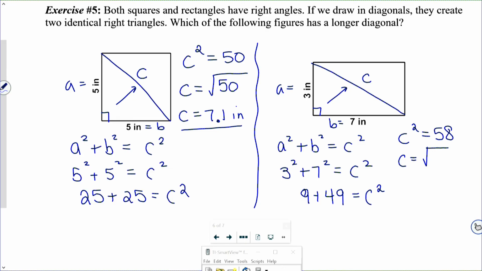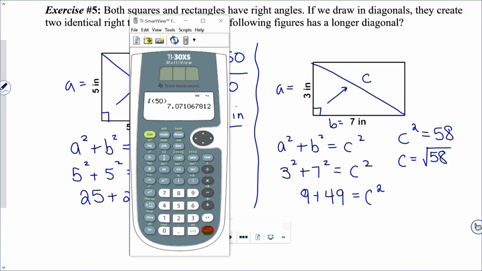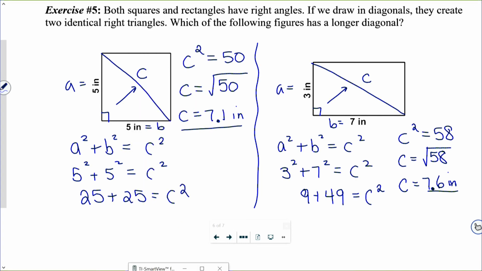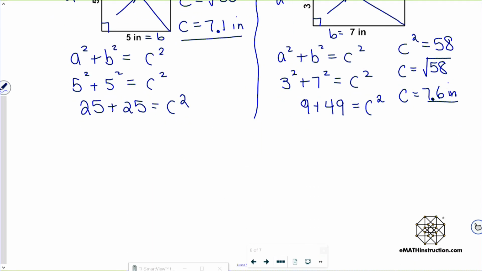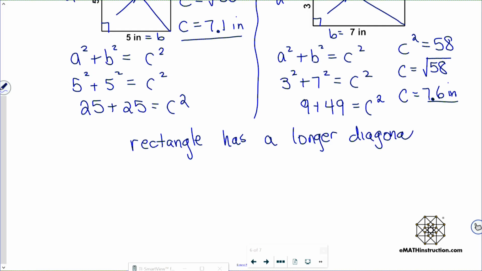So c is going to be the square root of 58. Again, this is going to be kind of an ugly answer. Given that 58 is not a perfect square, it's going to be an irrational answer. So we'll have to round it. But that's going to be 7.6 if I round it to the same accuracy level, inches. And therefore, we can say that the rectangle has a longer diagonal than the square.